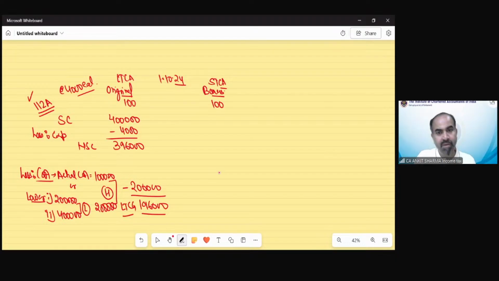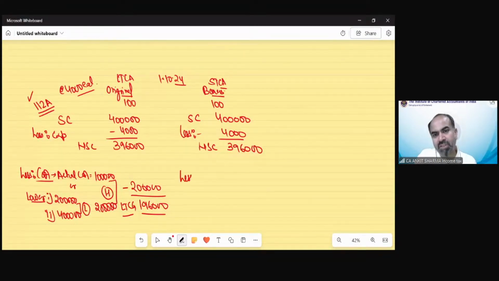Clear, students? Now for bonus shares also, the sale consideration would remain the same, 4,000 per share. Again, expenses on transfer would remain the same, 4,000, and net sale consideration is the same. Now, can you tell me what should be the cost of acquisition in this case? According to this special provision, as we find out the cost of acquisition of these shares, what would be the cost of acquisition in case of bonus shares? Who is going to tell me?